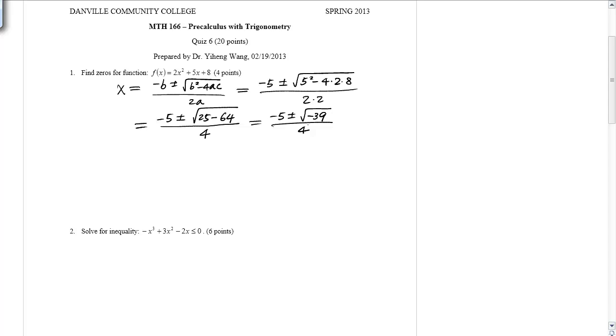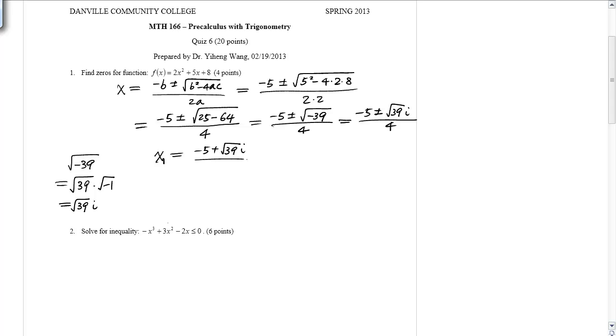4. Before, we would say that this is undefined, but because now we have already learned about complex numbers, we know that, as a side note, the square root of negative 39 equals the square root of 39 times the square root of negative 1, and because we know that the square root of negative 1 is i, this simply equals the square root of 39 i. So we have negative 5 plus or minus the square root of 39 i over 4, and these are the two zeros, so x1 equals negative 5 plus the square root of 39 i over 4, x2 equals negative 5 minus the square root of 39 i over 4. So that's the answer to this problem.